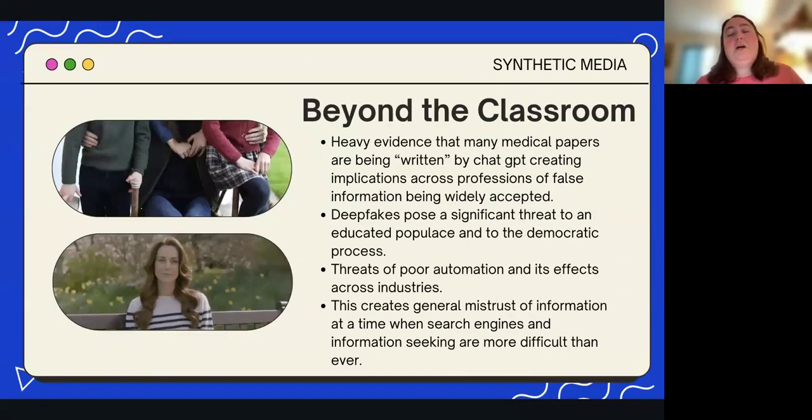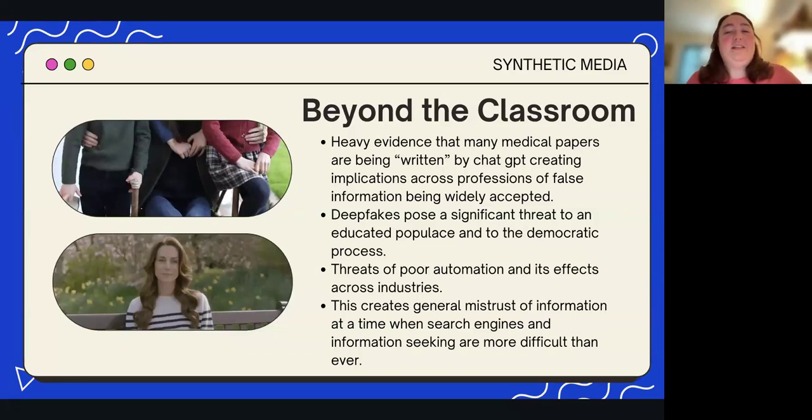And then beyond the classroom, I've included these photos of Kate Middleton. I don't know if anybody else was engrossed in the Kate Middleton saga that went on for a number of months. But beyond the classroom, there's been heavy evidence that many medical papers are being written by ChatGPT, which is then creating waves about professions and false information being widely accepted. The Lancet recently had to issue a series of retractions because papers that they had published were written by ChatGPT using hallucinated sources, hallucinated information.